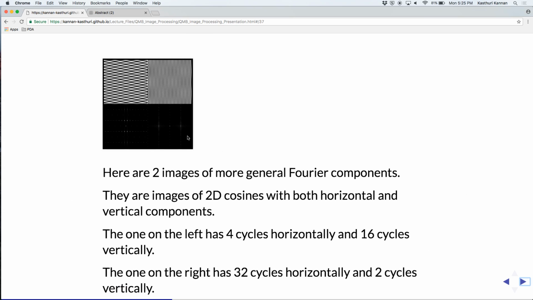And in this case, let's say that we combine two of the cosines. One is on the horizontal and the other is on the vertical.